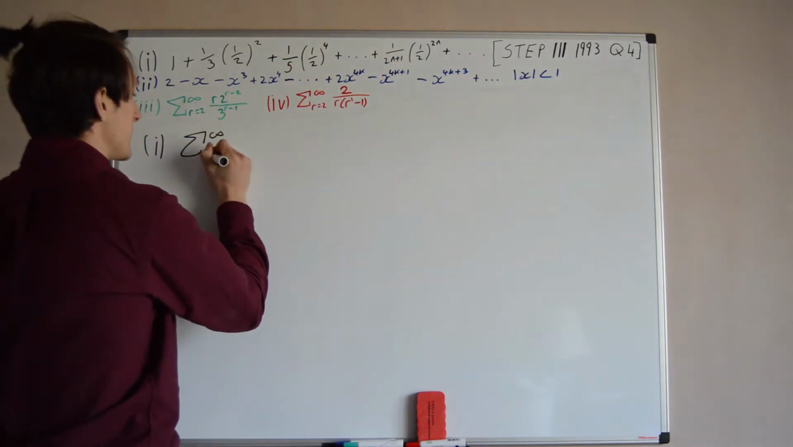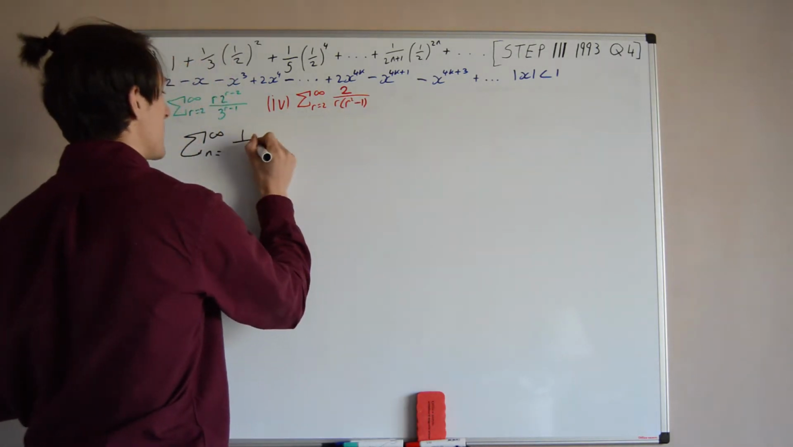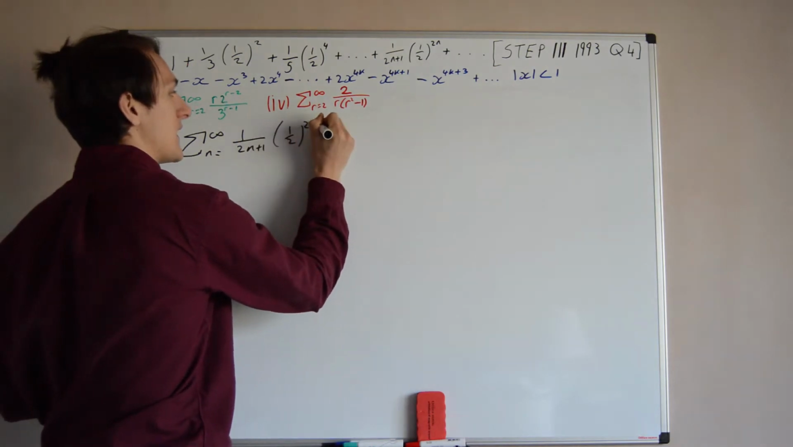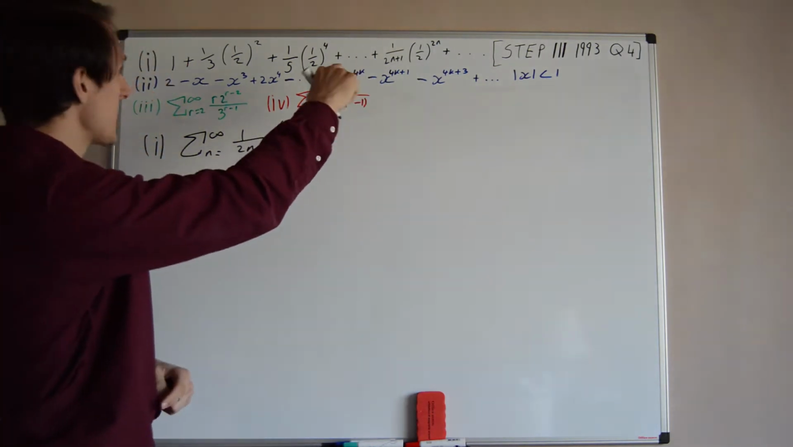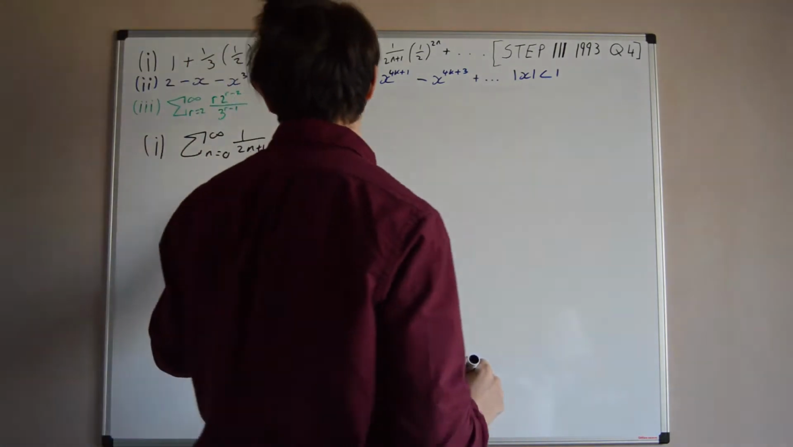So sum from n equals, I'm not quite sure what n is going to start from yet, so I'm just going to write out the general term. 2n plus 1, a half, and that's to the power of 2n. Well, of course, n is going to have to be 0, so I can get that 1 from my first term. Now look at this, okay?